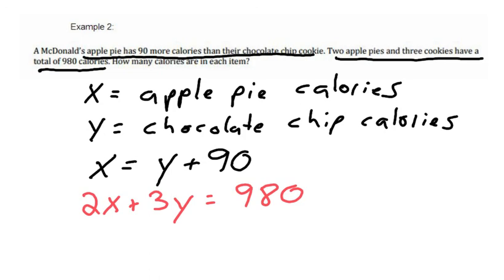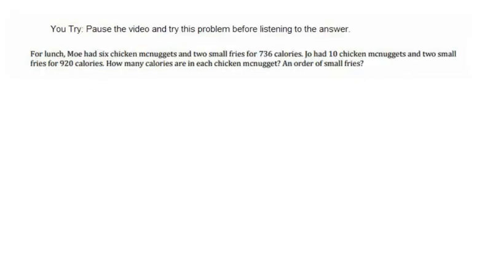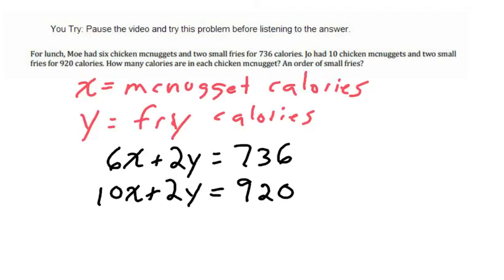Now how about you give it a shot? Okay, it's your turn. Pause the video here and try this problem before listening to the answer. Please pause the video now. Okay, if you want to take a look, these are how I have set up my variables. I'm letting x equal the McNugget calories and y equal the fry calories. If you still haven't written your equation, pause the video again and then write your equations and then check your work against mine. So pause again now.